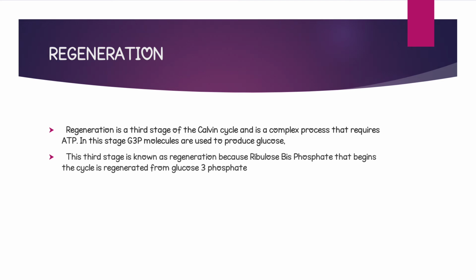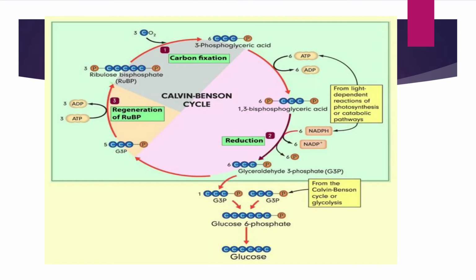The third stage is the regeneration stage. Regeneration is the third stage of the Calvin cycle and it is a complex process that requires ATP. In this stage, glyceraldehyde 3-phosphate molecules are used to produce glucose. This is known as regeneration because ribulose bisphosphate, which begins the cycle, is regenerated from glyceraldehyde 3-phosphate. Simply, this is the process of regeneration of ribulose bisphosphate.